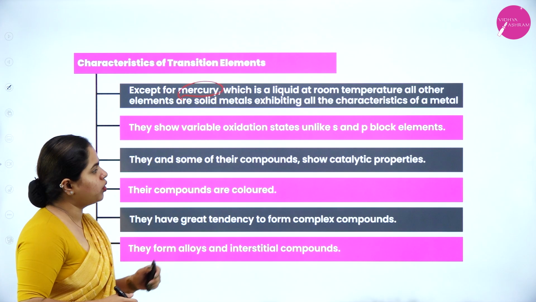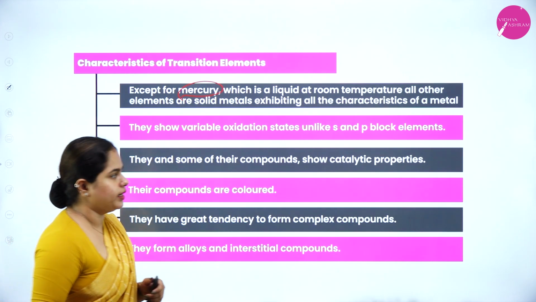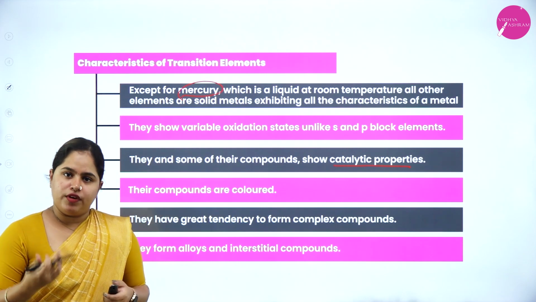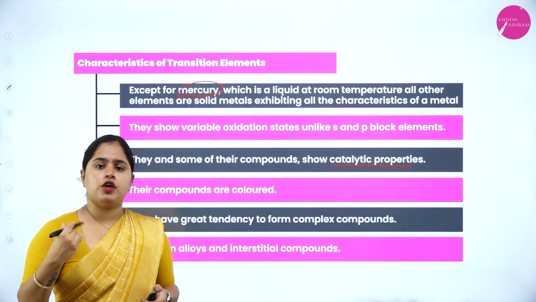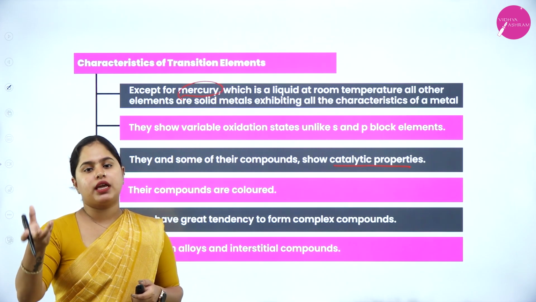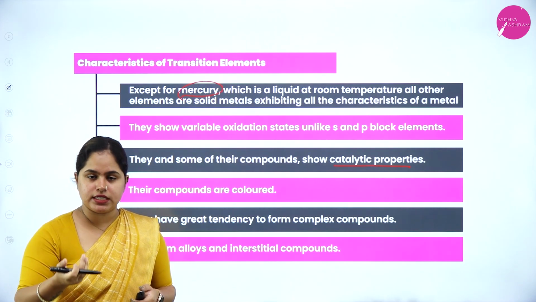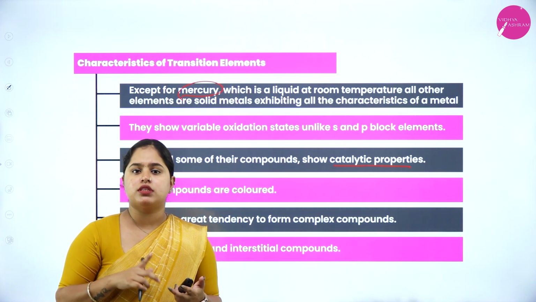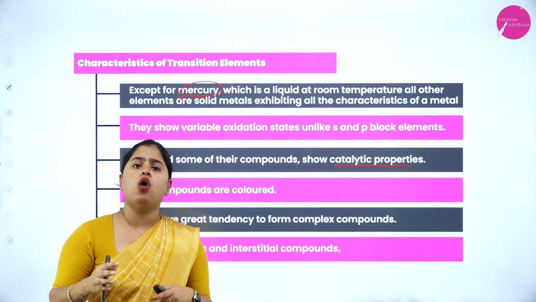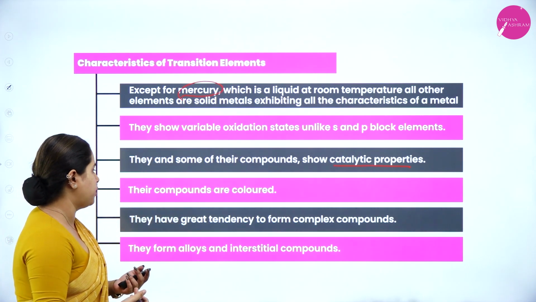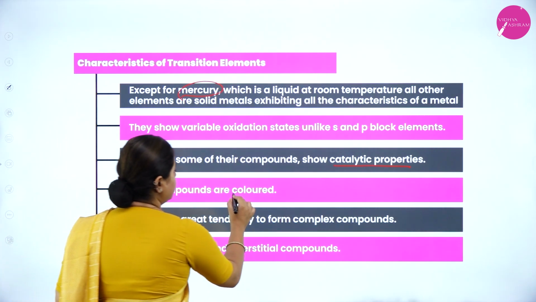They and some of their compounds show catalytic properties. I hope you are familiar with what a catalyst is and where it is used. In many reactions, we use catalysts to increase the speed of the reaction. Most of the catalysts we use in various reactions are these d block elements themselves. We use iron, nickel, platinum, palladium, all of which come under d block elements because they have catalytic properties.